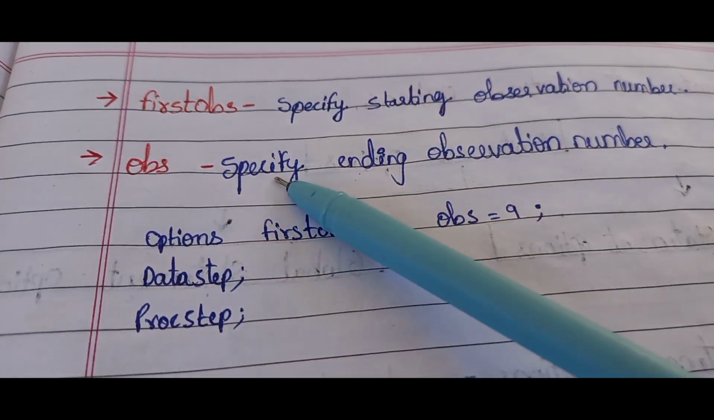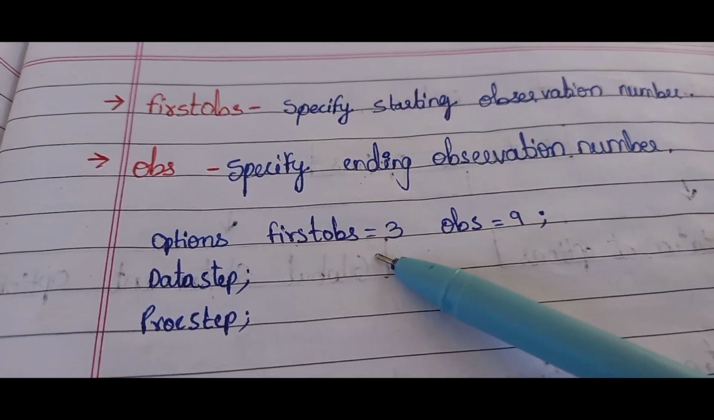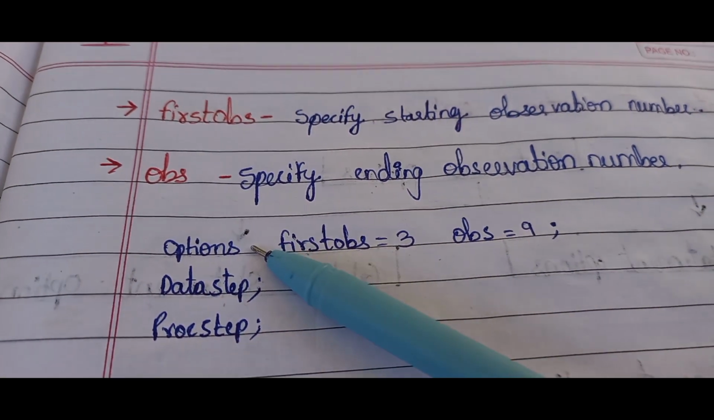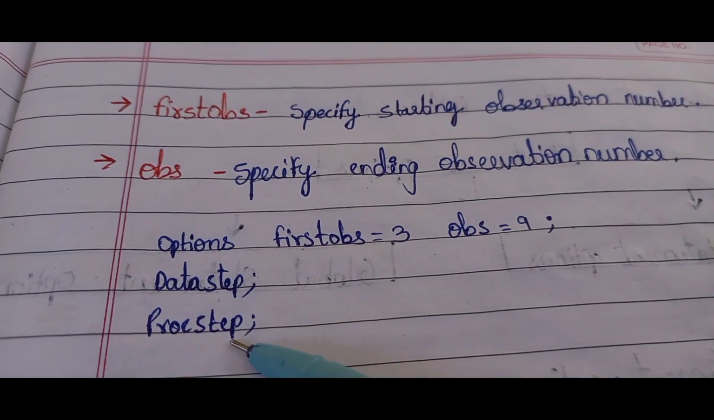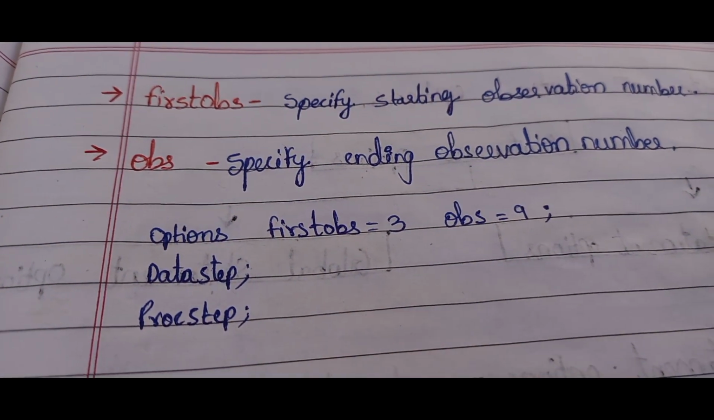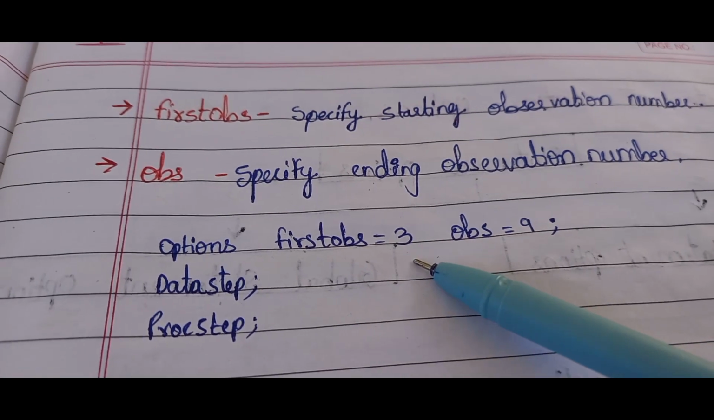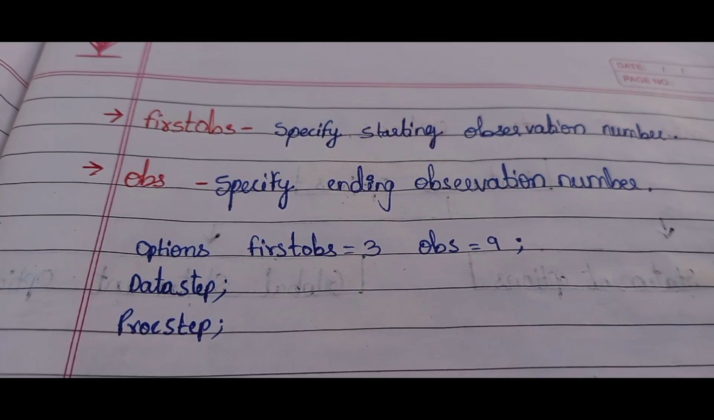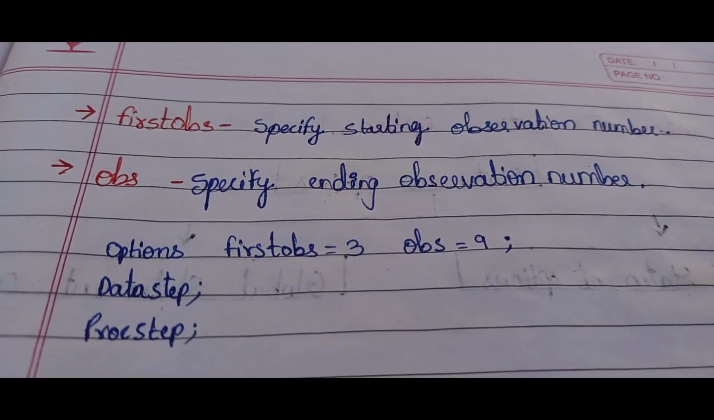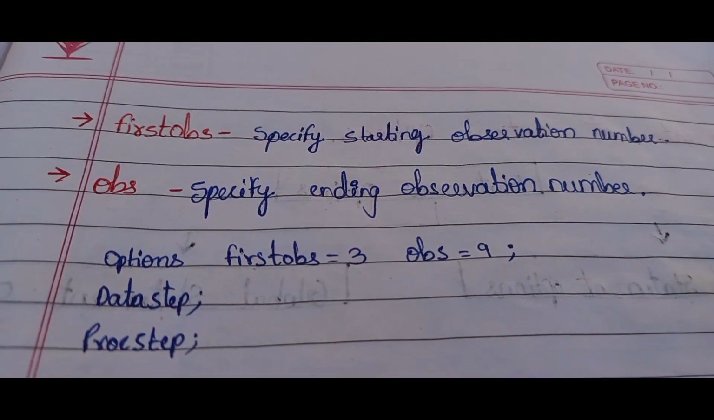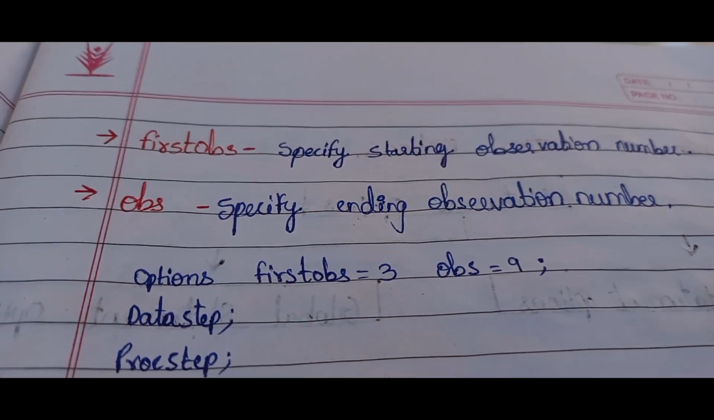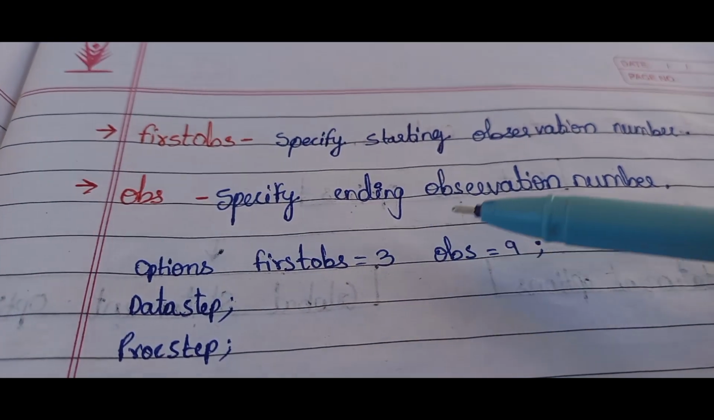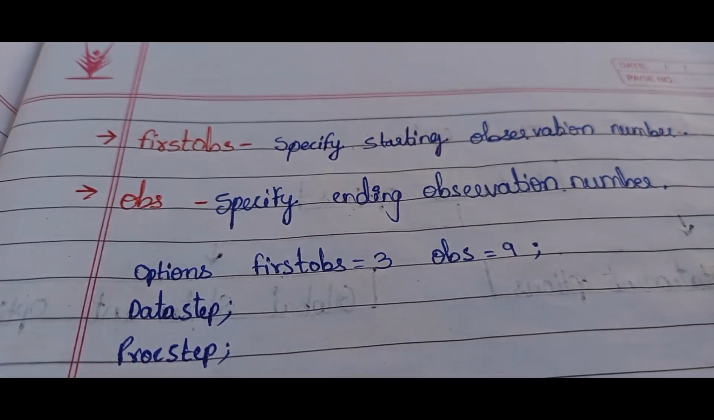In the syntax, how to use them, I am showing here. These are system options, global options, first OBS and OBS. So options firstobs equals 3, obs equals 9 semicolon. You should write these options before the data step, and after that the data step and proc step. So when I give firstobs equals 3 and obs equals 9, what will it print? I have 1 to 10 observations, and from those I want the third observation to the 9th observation. So from the third to the 9th observation it will print: 3, 4, 5, 6, 7, 8, 9.